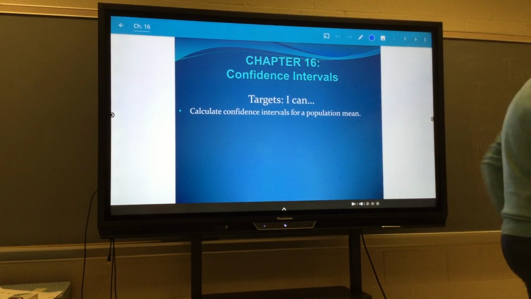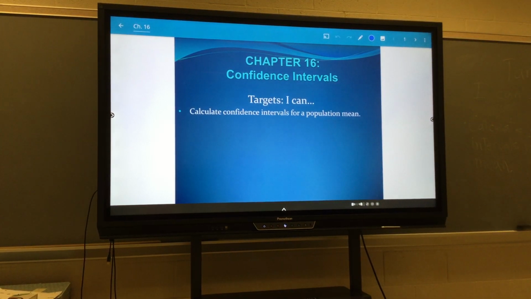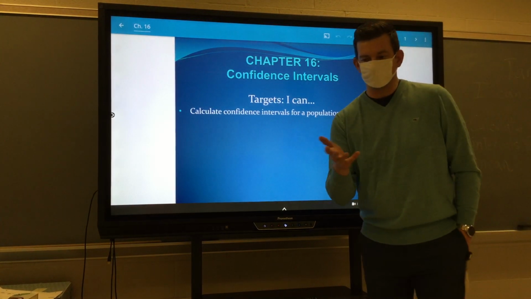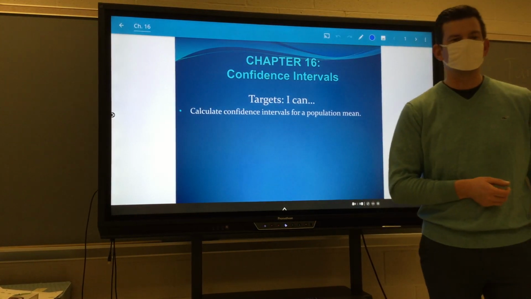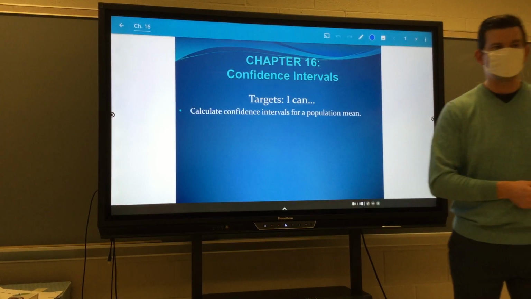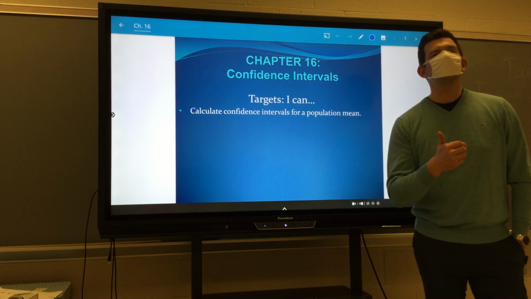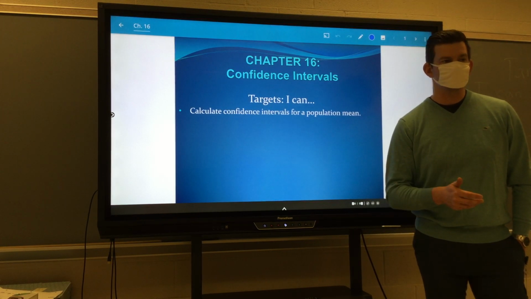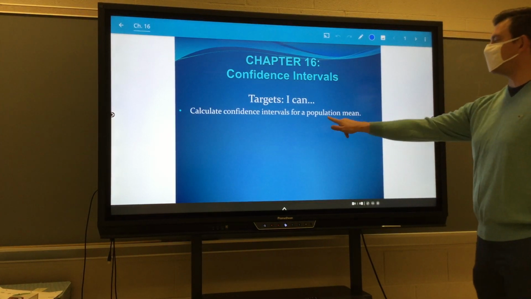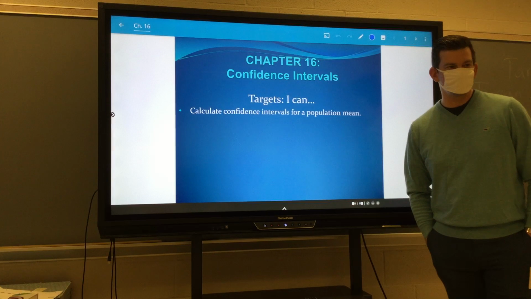Okay, so a confidence interval is very similar to what we saw with margin of error. And we'll actually use some of those same terms again as we're working with them. But what's important to recognize is that this is our first test of statistical significance. Okay? And we'll look at what that means. Today we are concentrating on population means for our confidence intervals.